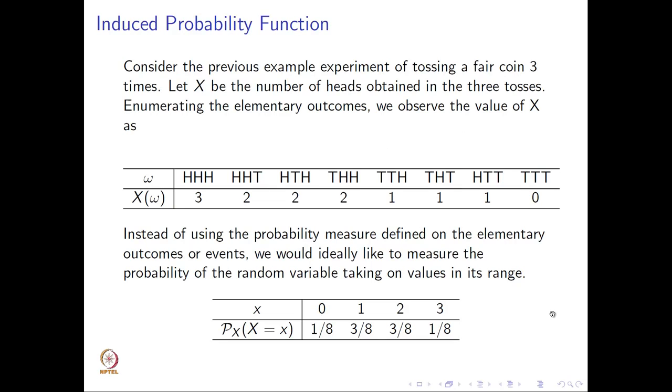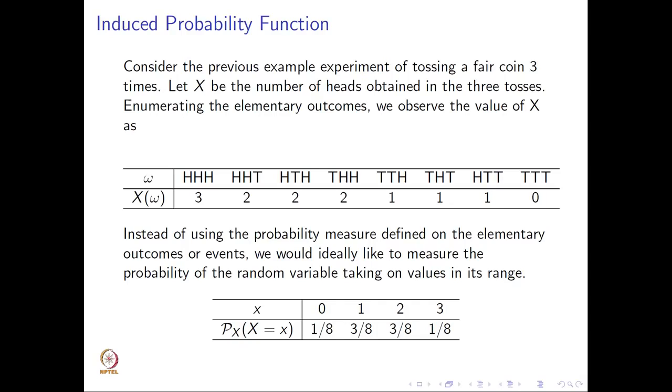Consider the previous example experiment of tossing a fair coin 3 times. Let x be the number of heads obtained in the 3 tosses. That is, x is a random variable which maps each elementary outcome to a real number representing the number of heads observed in that outcome. This is shown in the first table. The first row lists out each elementary outcome and the second row lists out the corresponding real number value to which that elementary outcome is mapped, that is, the number of heads observed in that outcome.